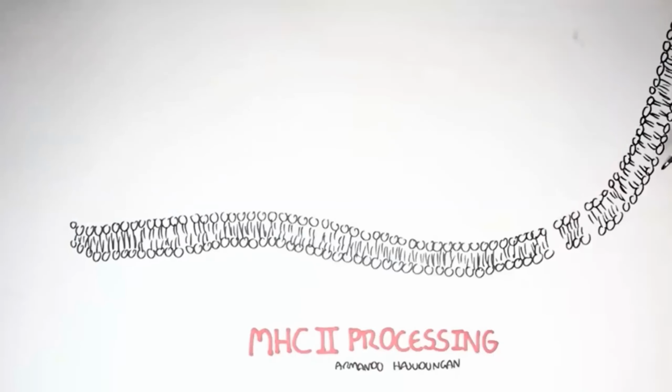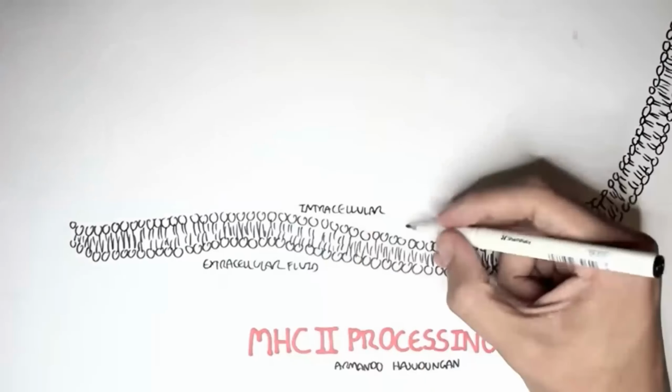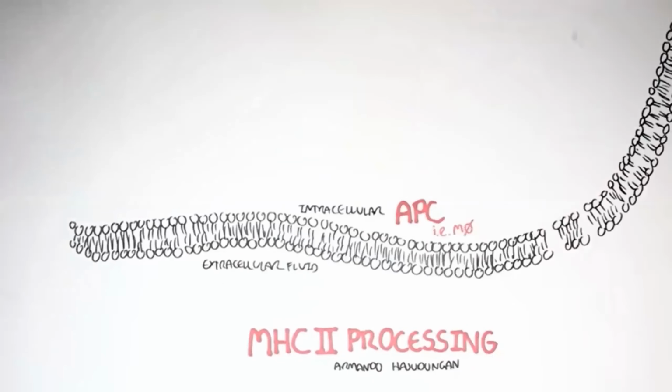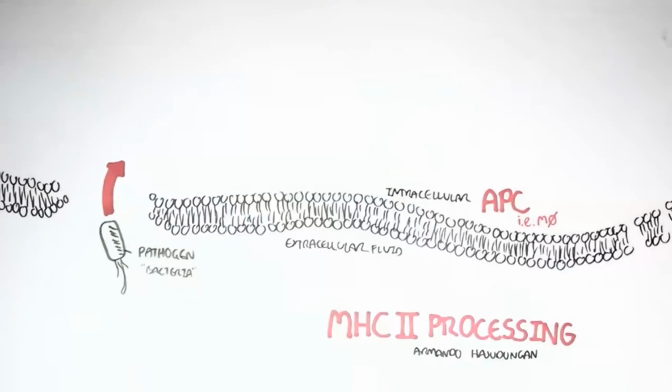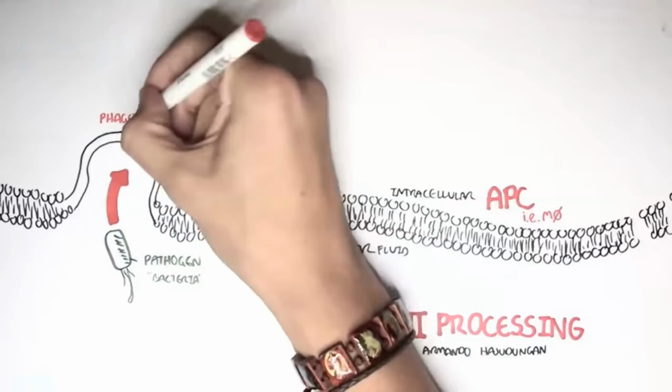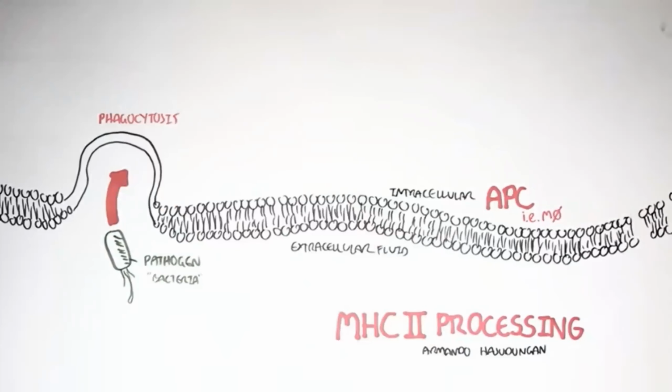So this here is a cell. Here is the extracellular fluid, and here's the intracellular fluid of the cell. This cell can only be an antigen-presenting cell, so let's just say it's a macrophage. Now, within the extracellular fluid, there can be pathogens, such as a bacteria here. The macrophage, knowing that this is a pathogen, will engulf the pathogen, the bacteria, through a process called phagocytosis. Let's stop there for a moment and see what we can find in the cell.